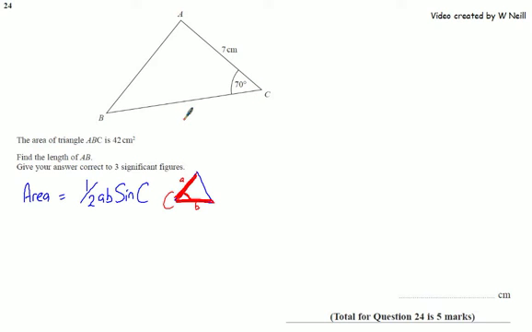I've got here, it's a half of a. I suppose if I label this correctly, that's A, and this is B, and this is C. So I'll just swap this. It's a half of a, b is 7, sine C, 70, equals, it tells me the answer, 42.